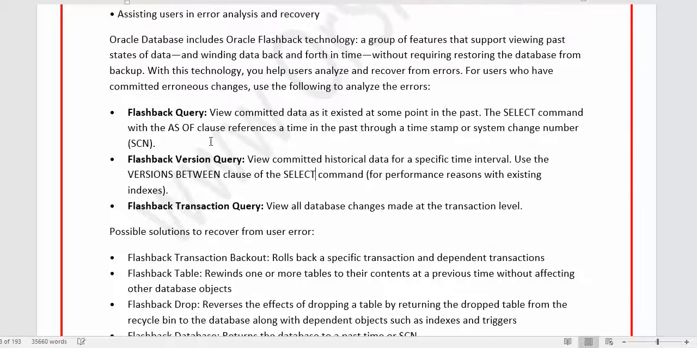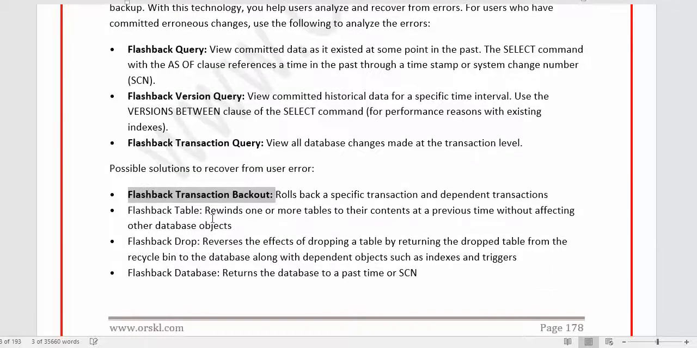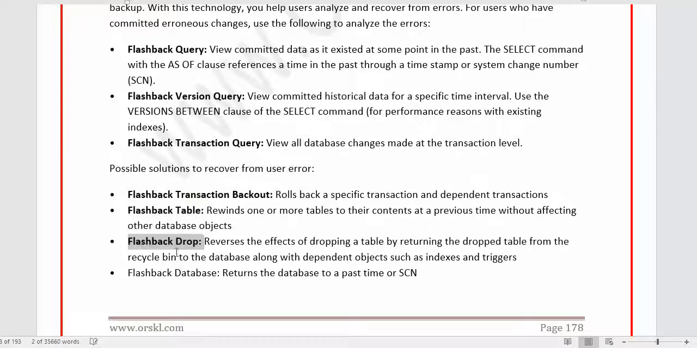These are the different options available in Flashback to analyze the error. Once the user analyzes and identifies the error and asks you to get back the data as on so and so timestamp, or as on between the transactions, or as on between drop, all of them are possible. For all of them, you can do it with these options which are available in Flashback.